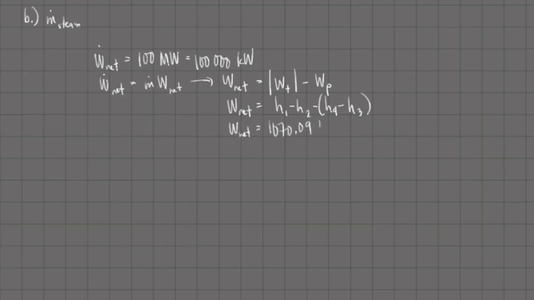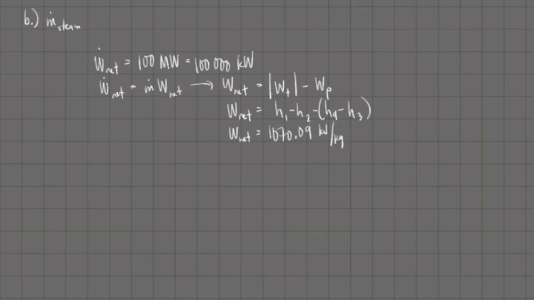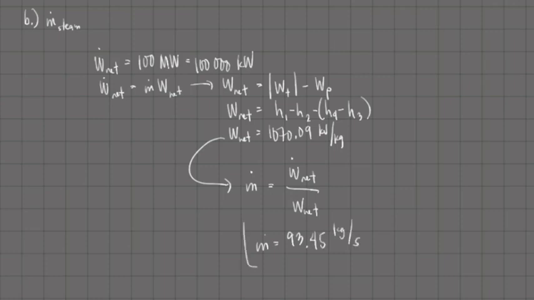For that, we solve the net specific work as 1070.09 kilojoules per kilogram. From here, we can determine the mass flow rate of the steam as the net power generation over the net specific work. That is 100,000 kilowatts divided by 1070.09 kilojoules per kilogram. The answer is 93.45 kilograms per second. This is the mass flow rate of our working fluid steam.